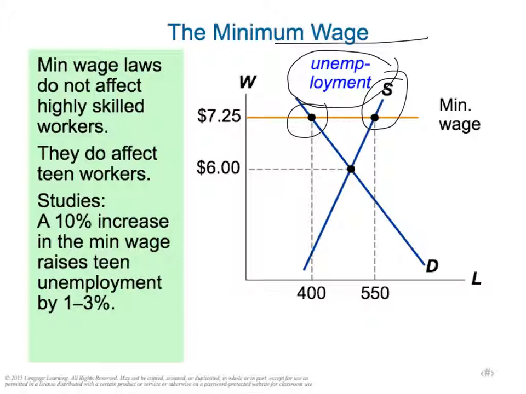The minimum wage usually affects teen workers, and studies, as I said before, show that a 10% increase in the minimum wage raises teen unemployment by 1 to 3%.